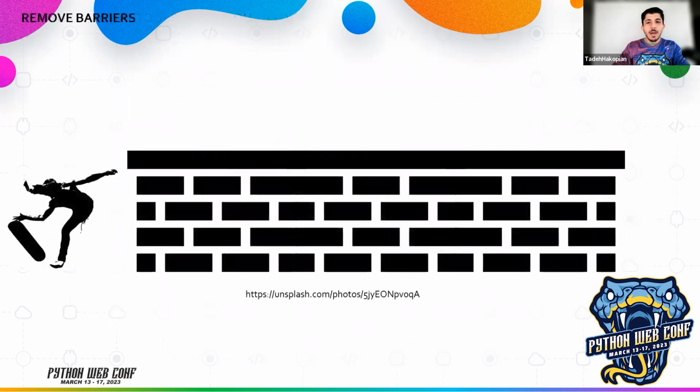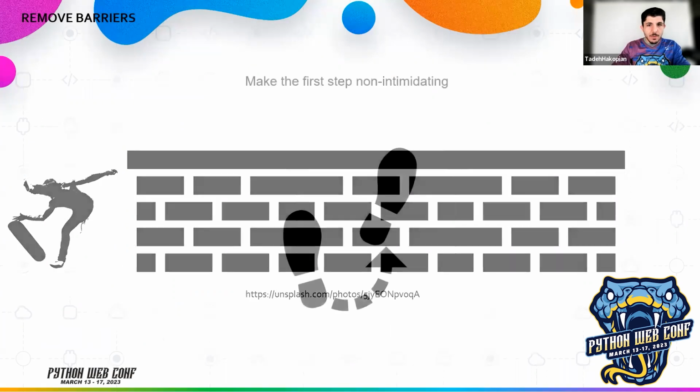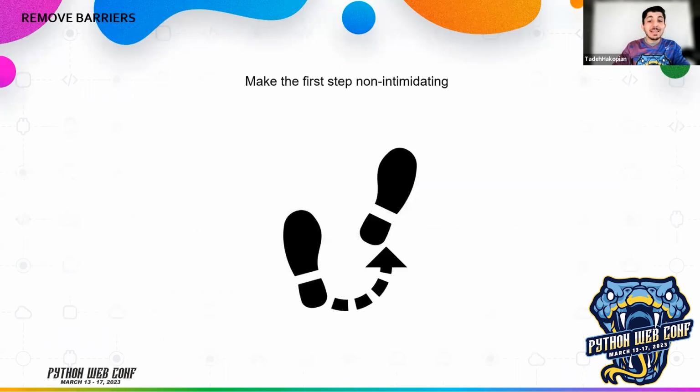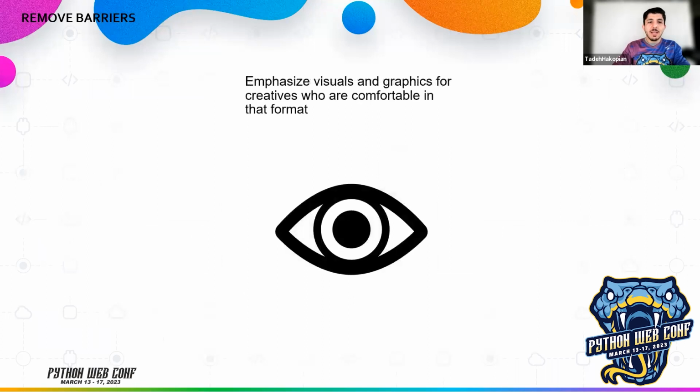The basic concept was to remove barriers to entry, barriers to getting started, and ask what's a great way to facilitate them. Therefore, the first step had to be non-intimidating. The first step had to be very accessible and compatible with how they think. And we also have to emphasize visuals.